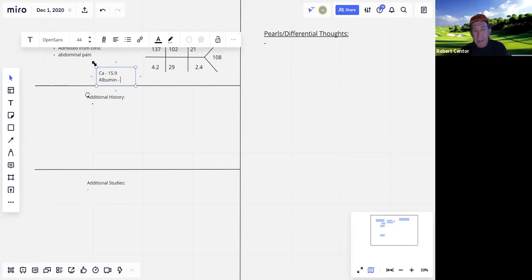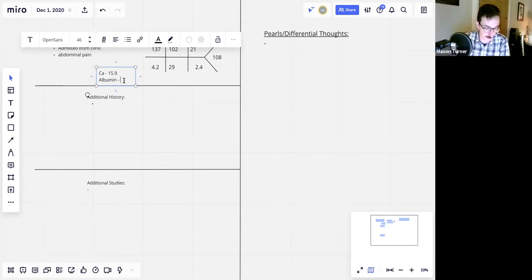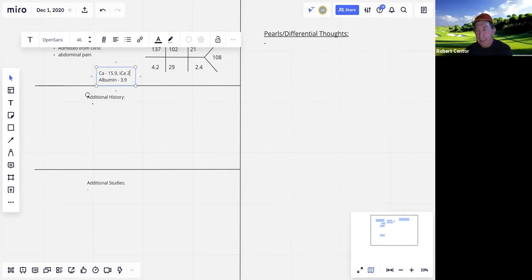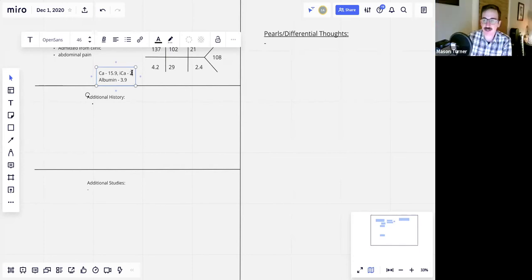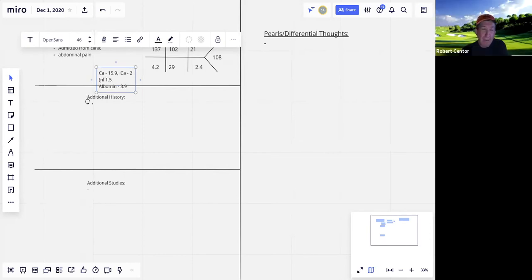Okay. Go ahead. That's a great start. Do you have some of that, Mason? Yes, I do. We can start with this. Albumin is 3.9. Ionized calcium was 2. And normal ionized calcium is 1 point something. I know that. I actually didn't write down the normal. I think it's about 1.5.